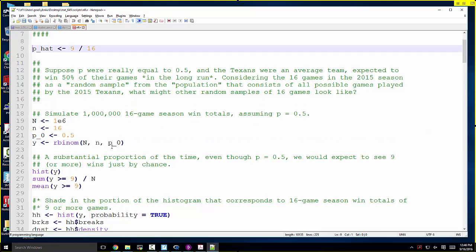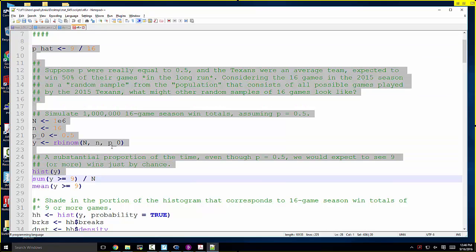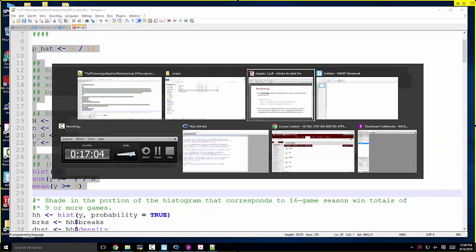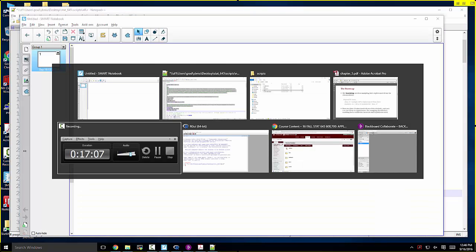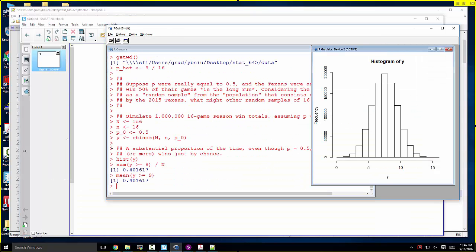Okay, so I'll run this again, and what we saw was that if they are an average team, if p is equal to 0.5, then 40% of all 16-game seasons would be expected to have 9 or more wins. And that's just by chance. They are not an above-average team. The long-run proportion of games they should win would be 0.5.